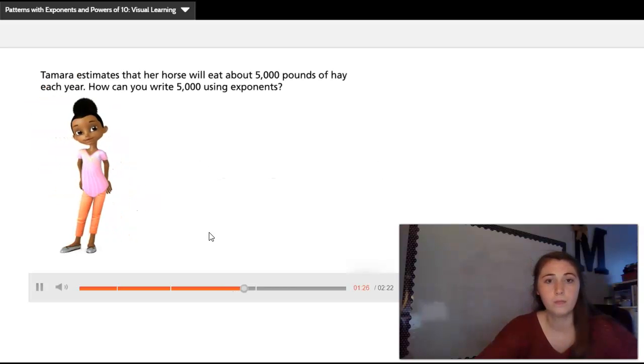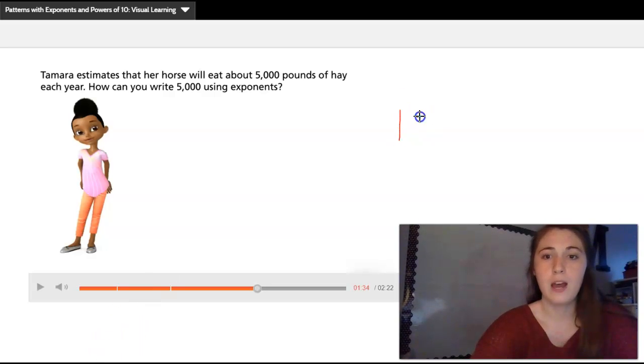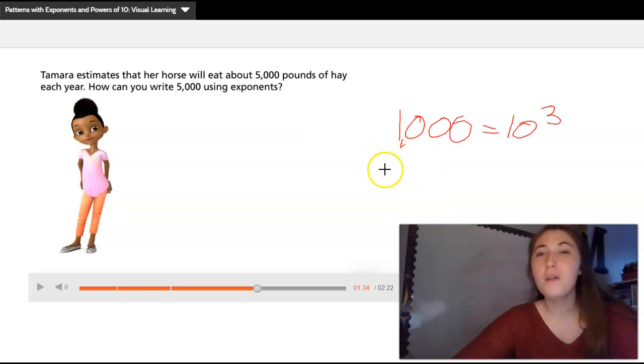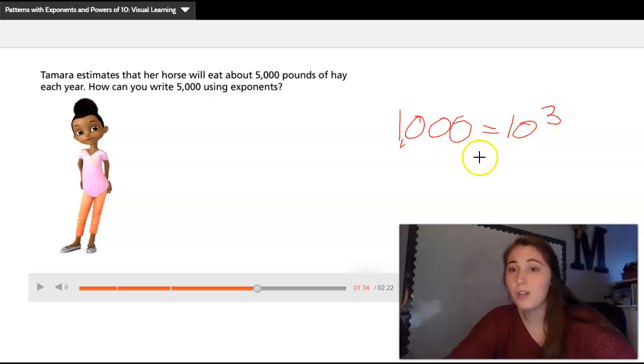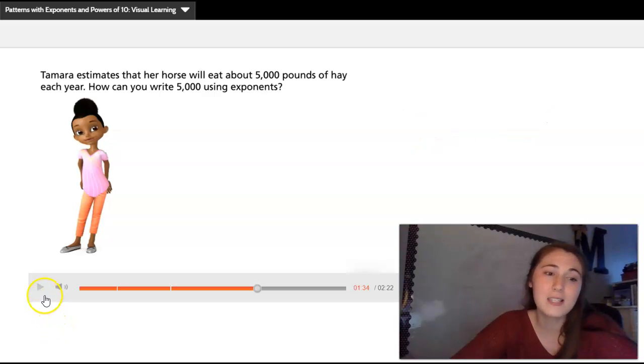Tamara estimates that her horse will eat about 5,000 pounds of hay each year. How can you write 5,000 using exponents? Well, we know how to write 1,000 with exponents. We know that 1,000 equals 10 to the third. And we know that 1,000 has the same highest place value, the thousands place, just like our 5,000. So when we do this, we are going to be multiplying 5 by our base 10 with our exponent. And let's see what Tamara does so she can show us how we solve this problem.